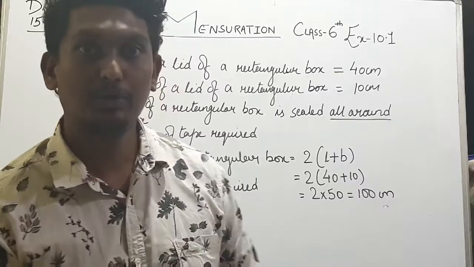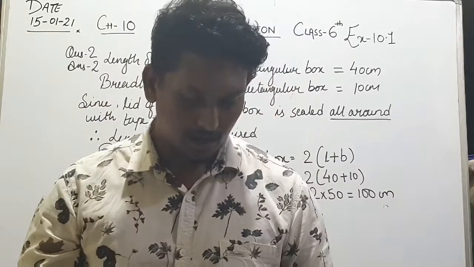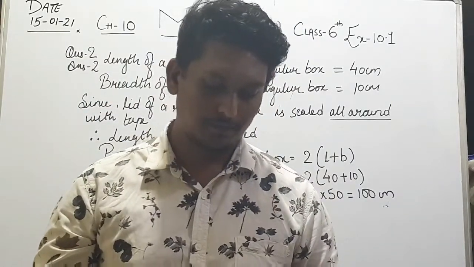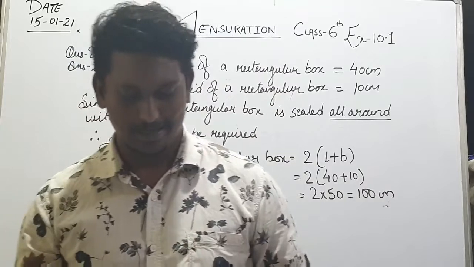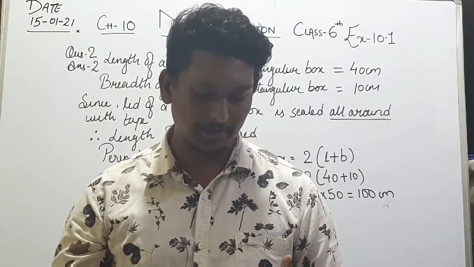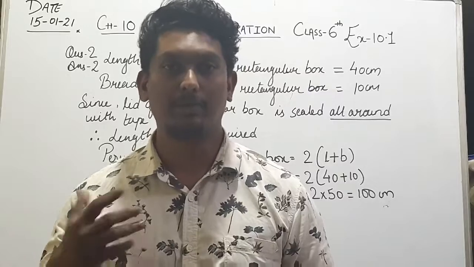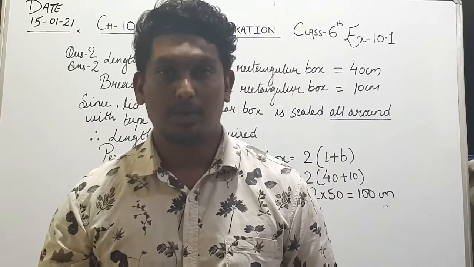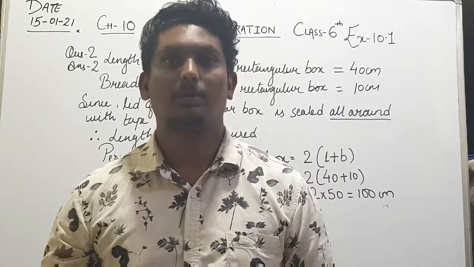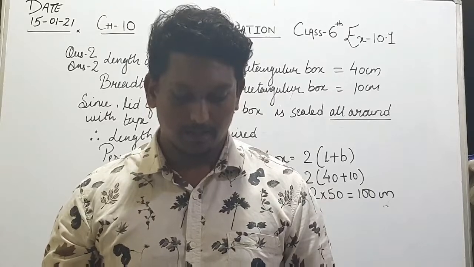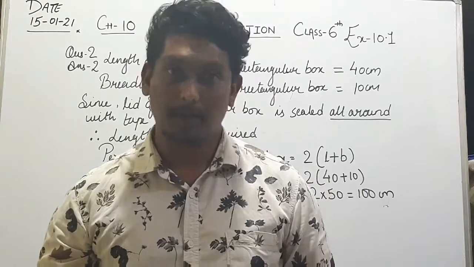Now come to question number 2. I am just reading the question. A lid of a rectangular box of sides 40 centimeter by 10 centimeter is sealed all around with tape. As I told you in the previous video, words like all around, round, surround, this kind of word will come in the question. So we have to find the perimeter.